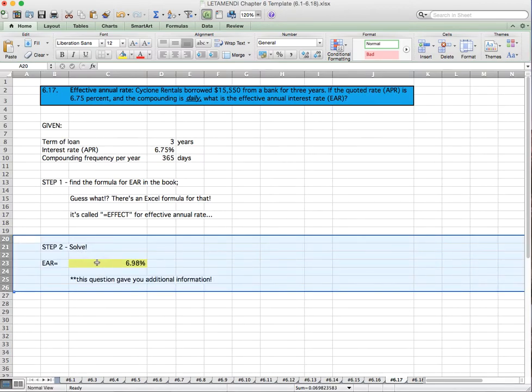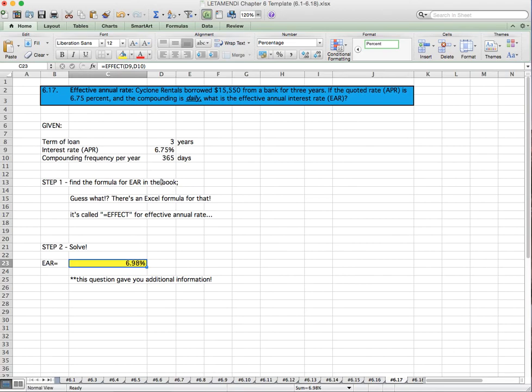So the second step is just to solve, right? EAR, we know what the formula is because we found it in the book. And when we do equal effect, open parentheses, all you do is you select your nominal rate, which is 6.75%, and then the number of periods, which is 365. Now, what did this question do? Well, the back of the book says that this is actually 7%, but you put 7%, 7.0, 6.98, 6.8, it doesn't matter to me. As long as you get close and you show me how to do it, I need to see that you're able to do equal effect. That's all that matters to me.